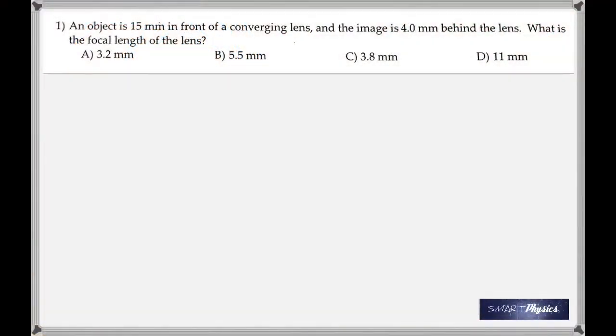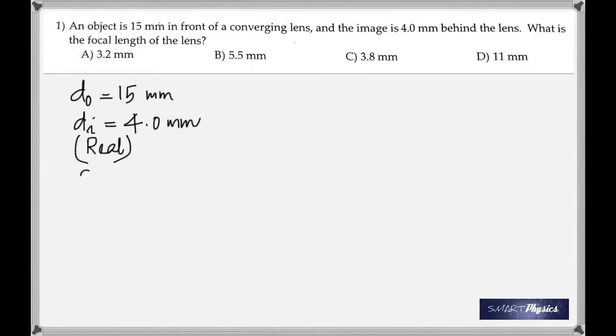Well, here are the answers to the quiz on reflection and refraction of light. In this question, it's a converging lens, which means it's a convex lens. The object distance is 15 millimeter. The image is 4 millimeter behind, which means it's a real image, and you've got to find the focal length of the lens. So DO is 15 millimeter, DI is 4 millimeter. It's a real image. You've got to find the focal length.